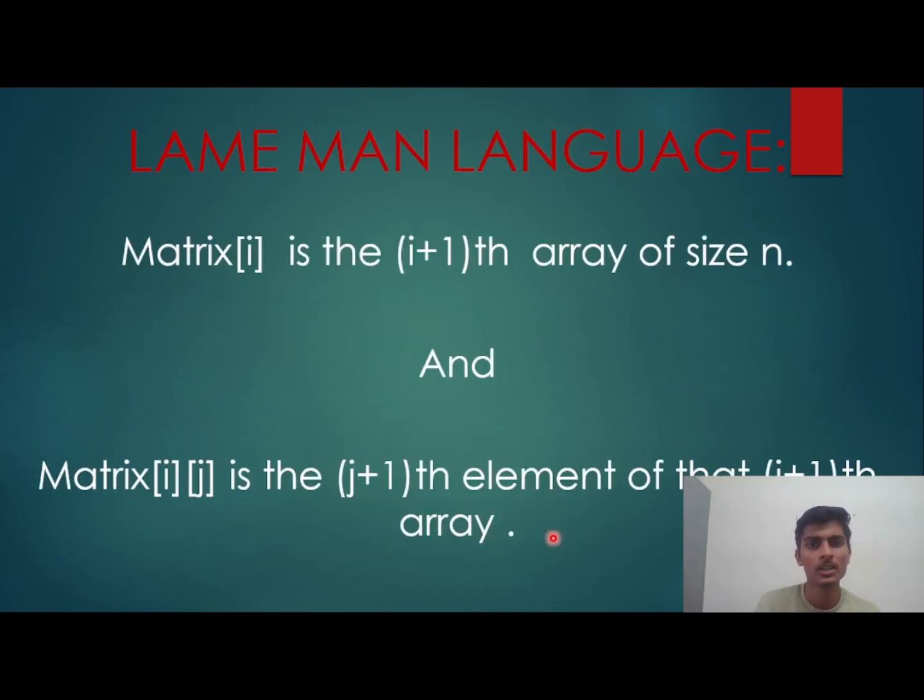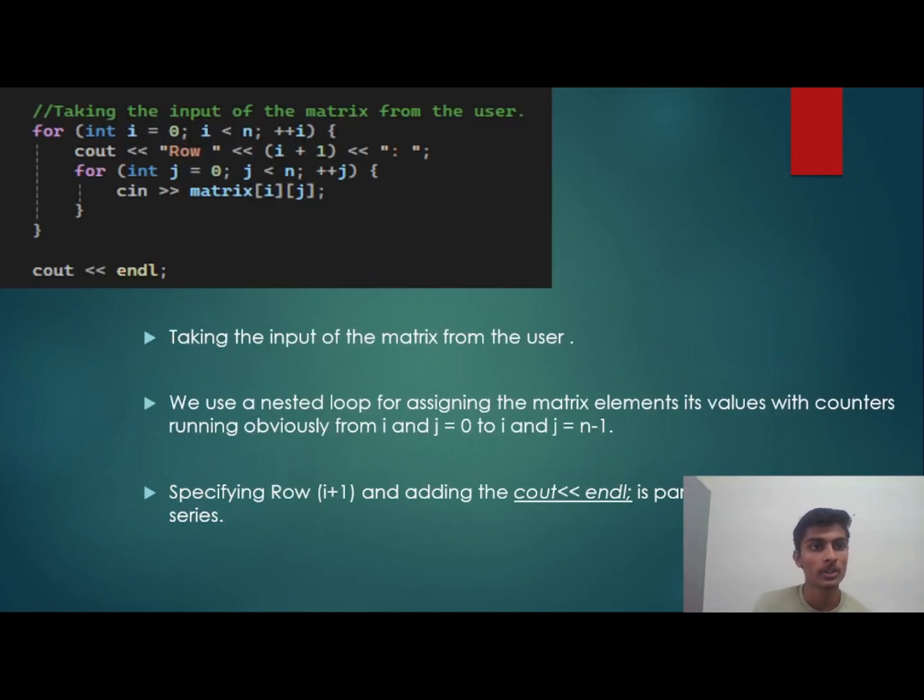Okay. Let's move ahead. Now some terms. For understanding it in layman language, what is matrix I? Matrix I is the I plus 1th array of size n, and matrix ij is the j plus 1th element of that I plus 1th array. Okay, this becomes simple: it is an I plus 1th array, and this is the j plus 1th element of that array. That's it. Let's move ahead.